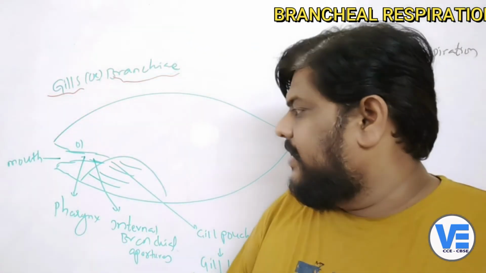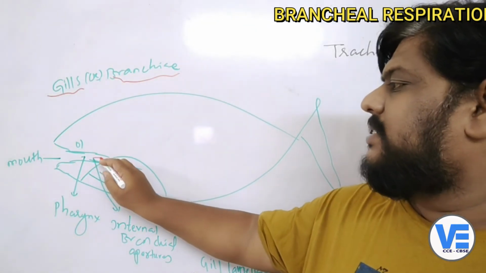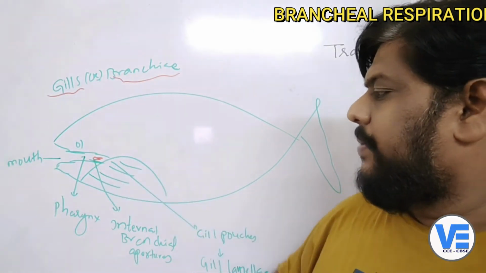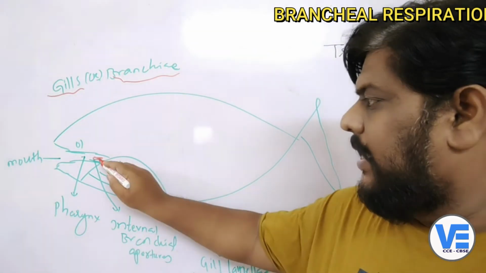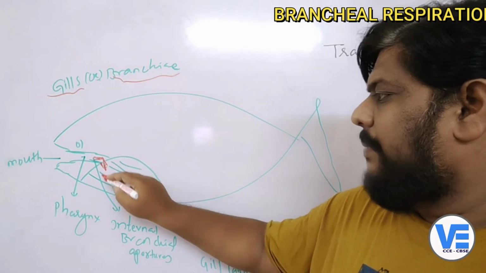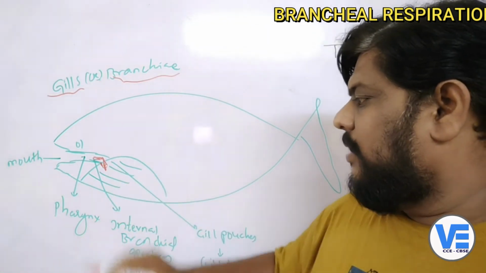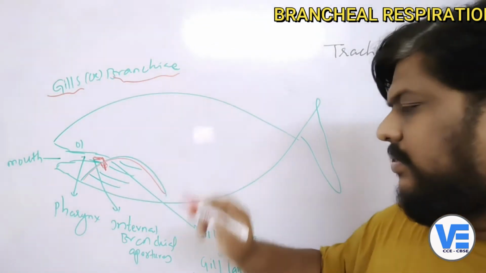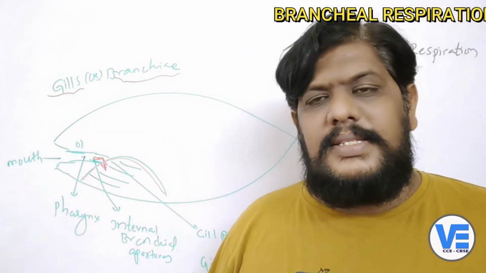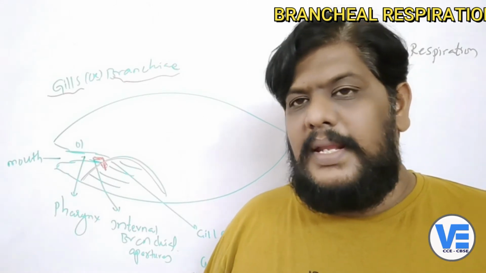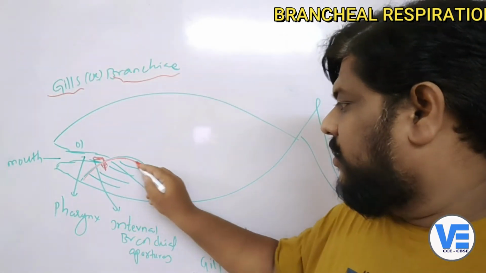So from the pharynx, they will enter the external branchial apertures, and from the external branchial apertures, they will go to the internal branchial apertures. These are the internal branchial apertures. From the internal branchial apertures, they will come into the gills. So these gills are the part where the exchange of gases will take place. Now, these are the gill pouches you can see here.